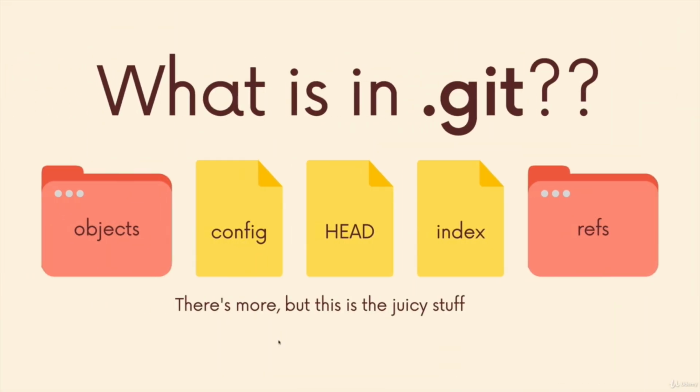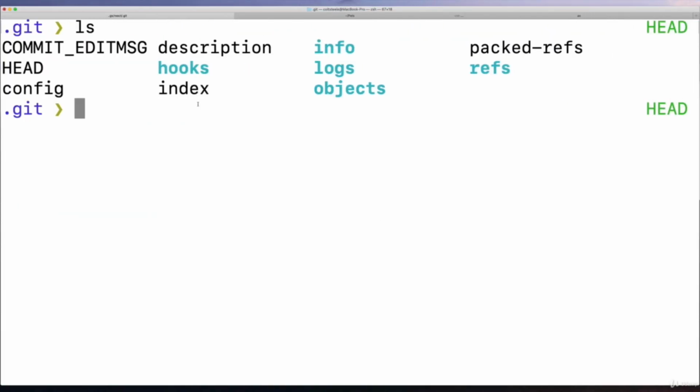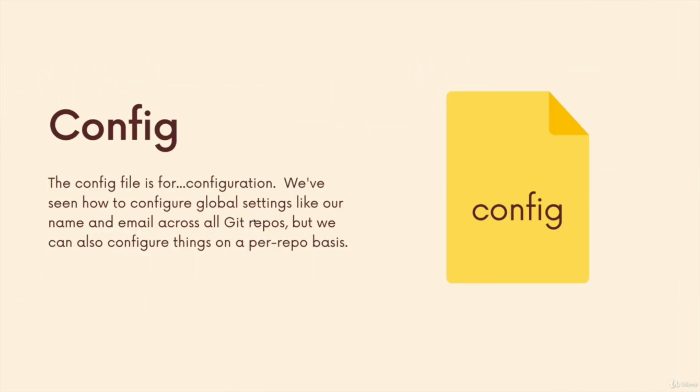So compared to this slide, there's a lot more. But I'm just going to highlight some of the most important pieces. And in this video, I'm going to start by talking about this one file called config. The config file is for additional configuration. We've talked about this a little bit.